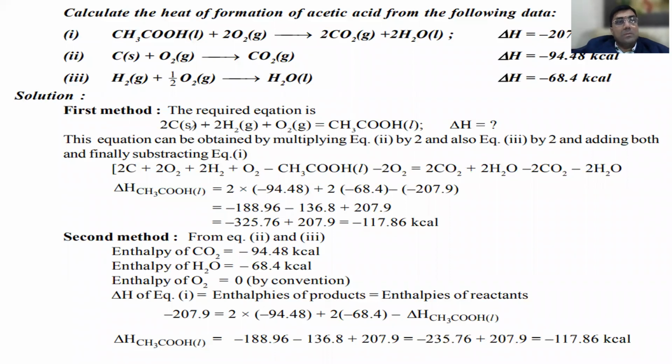2 carbon graphite plus 2H2 plus O2 gives rise to acetic acid. This is required. Now, how to do the manipulation? You have to do the requisite manipulation to get these things. How to manipulate this? Let us see. Let me take this bar up. Now, first thing is carbon. Which side is it?